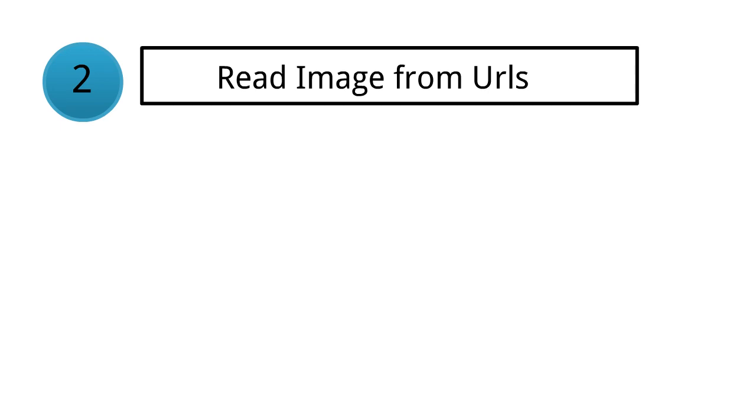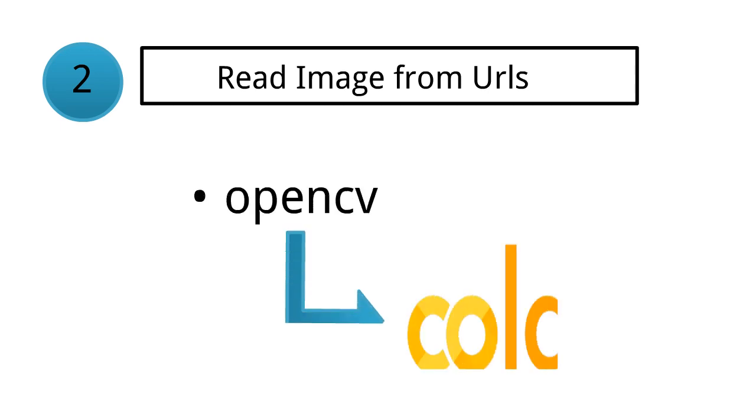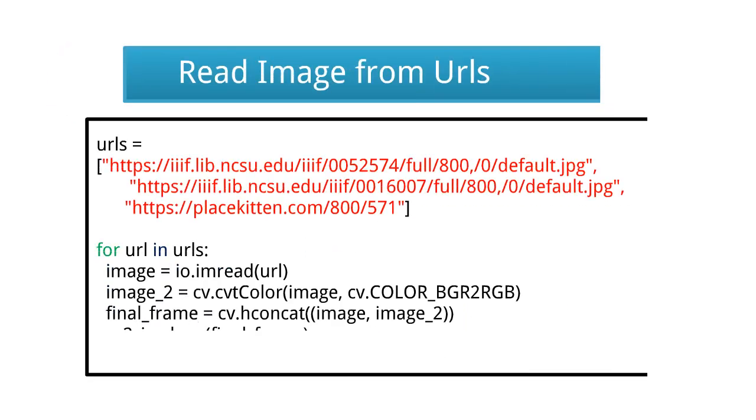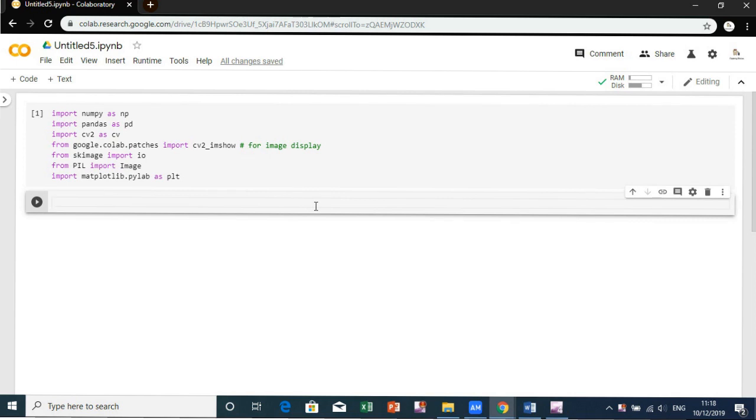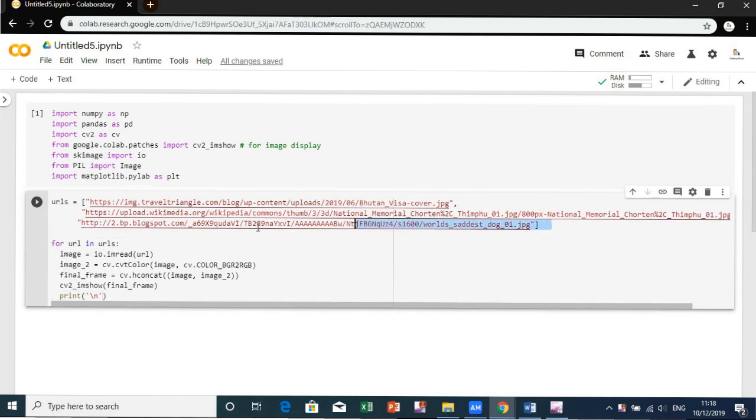Step 2, read image from URLs. In this step we will read images from URLs, and display them using OpenCV in Google Colab. We will use the following code for displaying the image. Now let's try it on Google Colab. These are the URLs of an image.